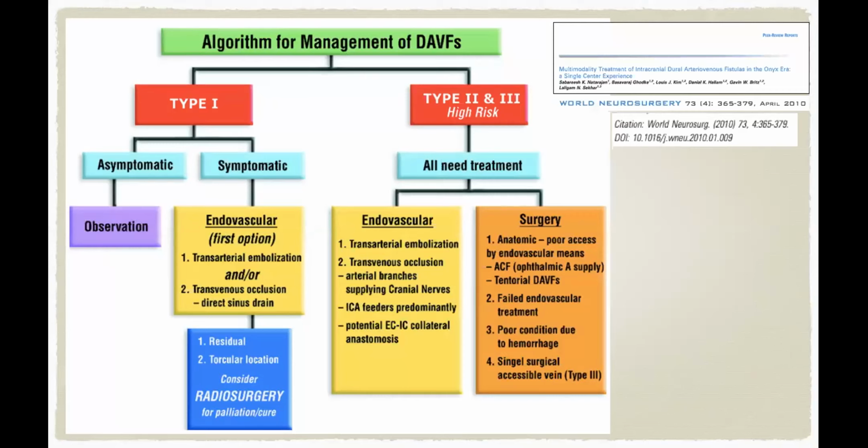Now, this was a publication from a center which uses radiosurgery, embolization, as well as surgical treatment. And what they advised, by the Borden classification, was in the cases of type 1, if the patient is asymptomatic, then we can just observe. If the patient is symptomatic, then they can be given an endovascular treatment option. And if there's a residual or the location is in the tentorium, then we can consider radiosurgery. And in type 2 and 3, the patients can undergo endovascular or surgical options. So as you can see, even in this integrated approach, most of the patients were advised endovascular treatment over surgery.